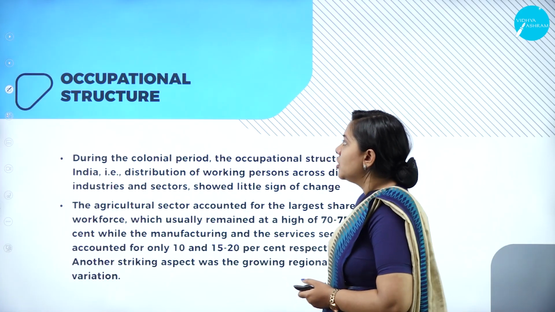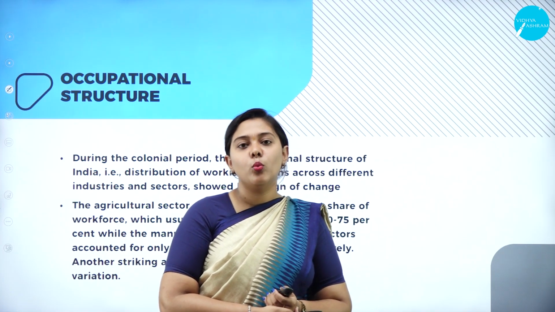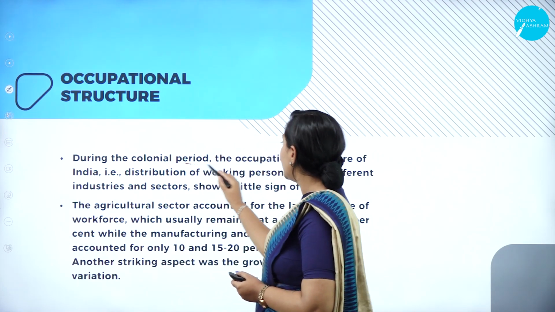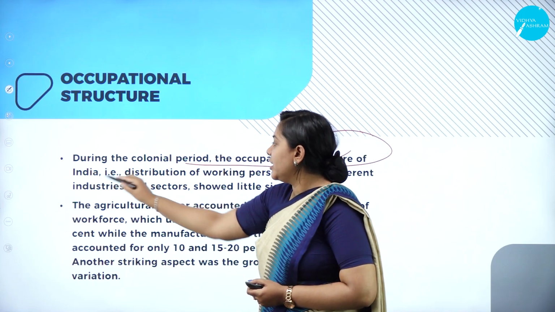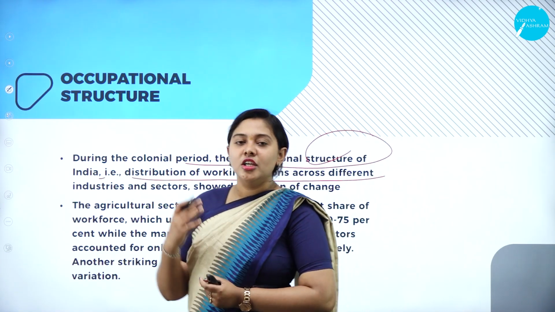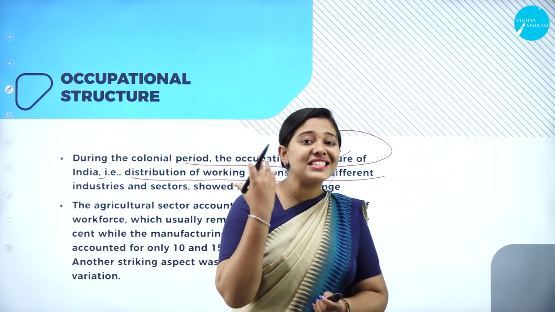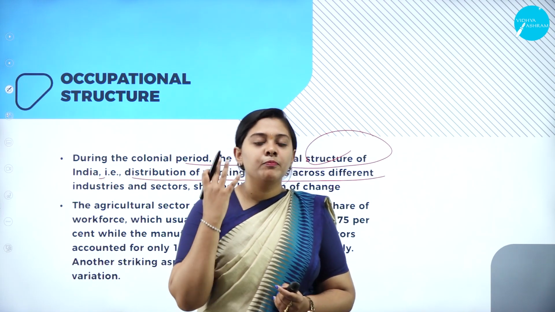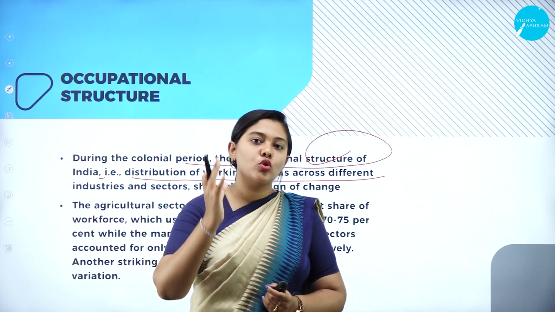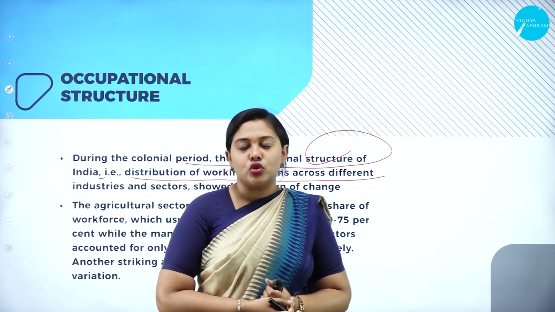Moving forward, next, occupational structure. What is occupation? It is nothing but the work structure during the colonial period. So during the colonial period, the occupation structure in India was the distribution of working persons across different industries. They used to go to different industries. Why? Because our agriculture crops are seasonal. When we have the season, they used to stick to their agriculture land, but later they used to go for industries. They used to migrate from one place to another to get a job.